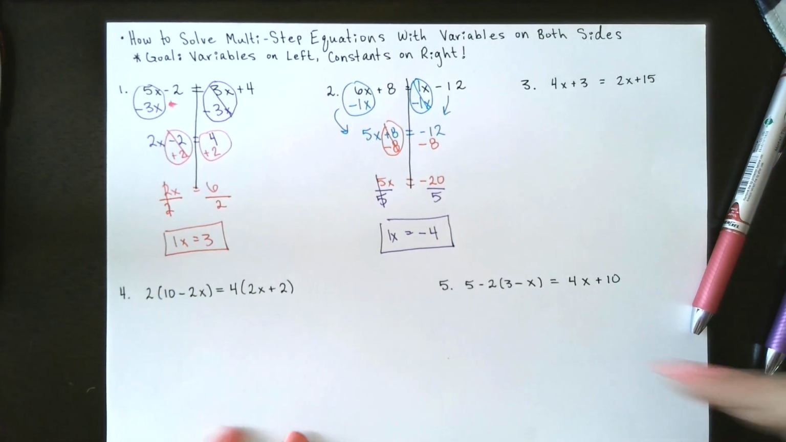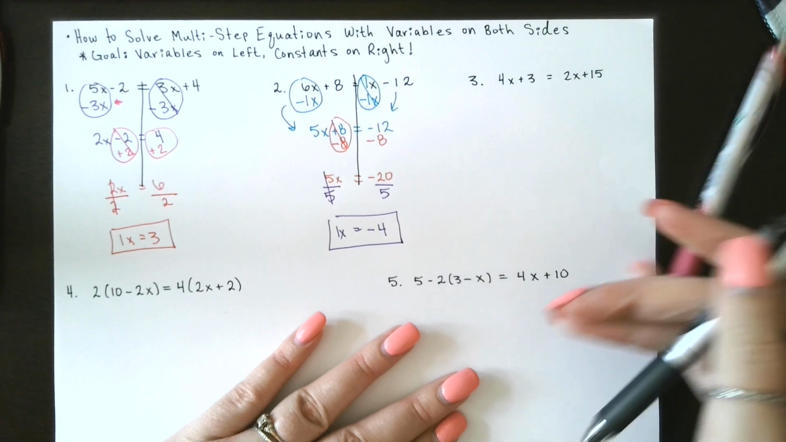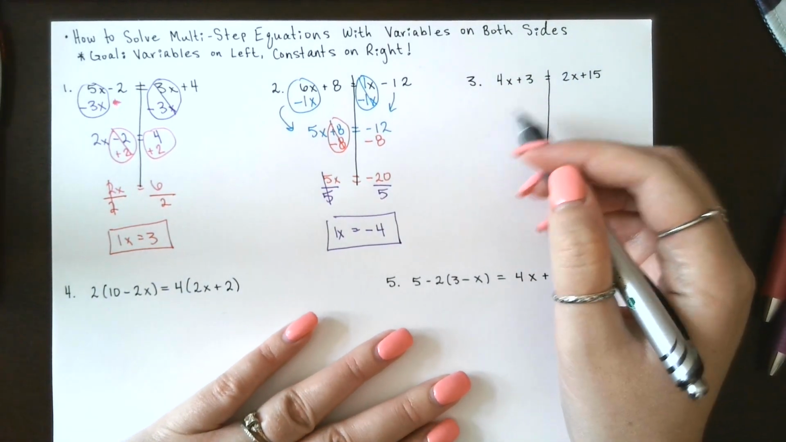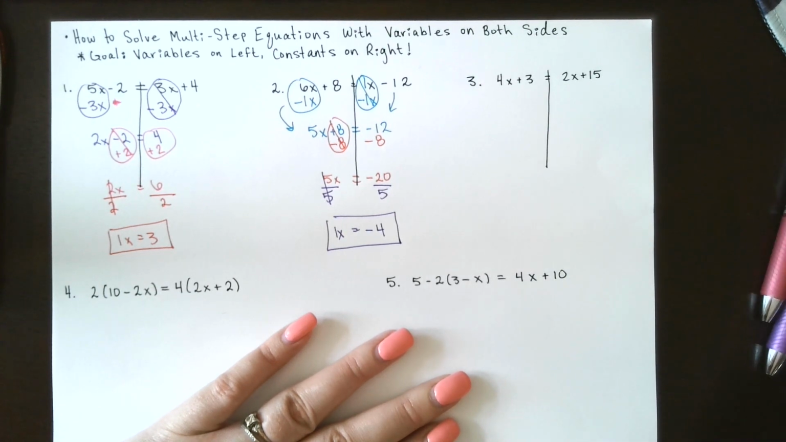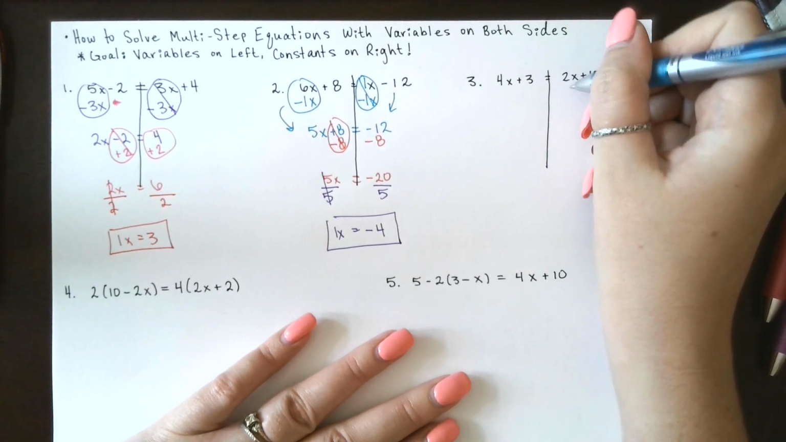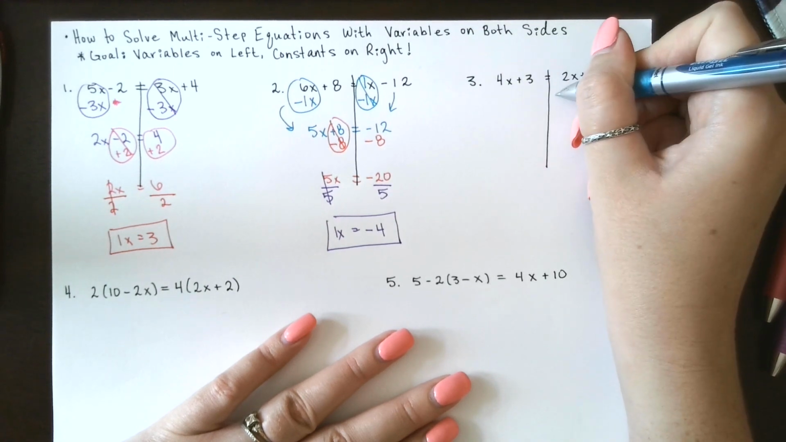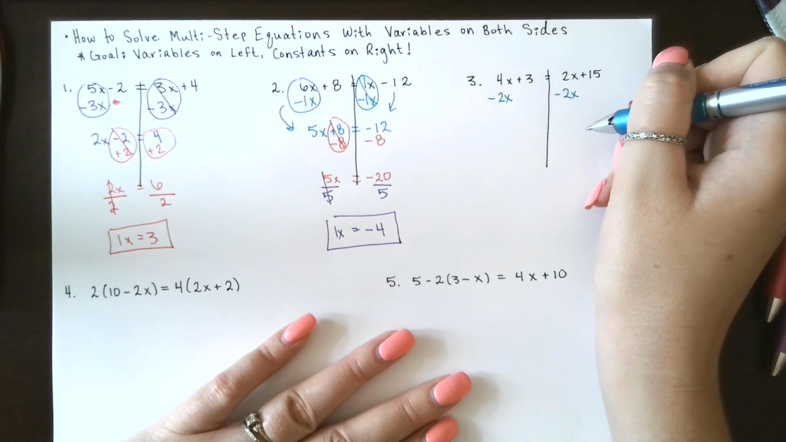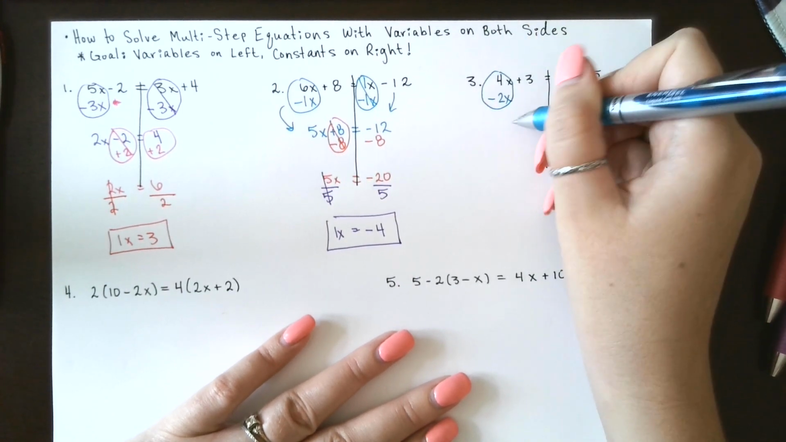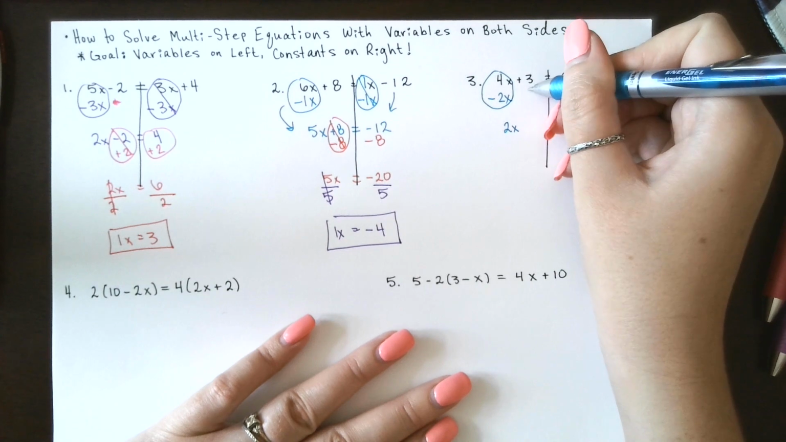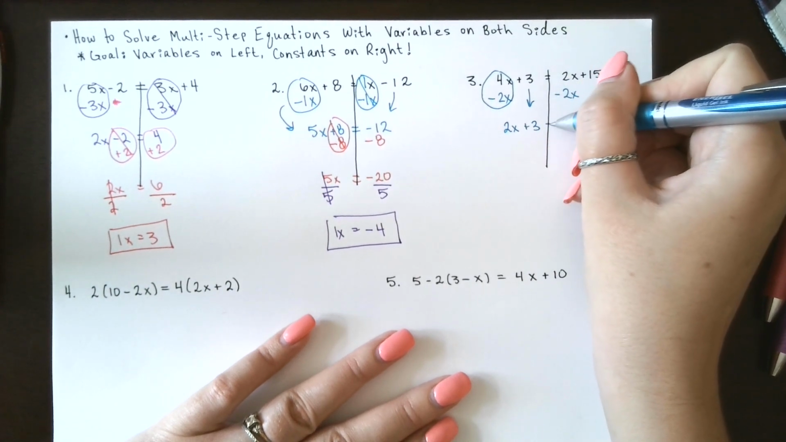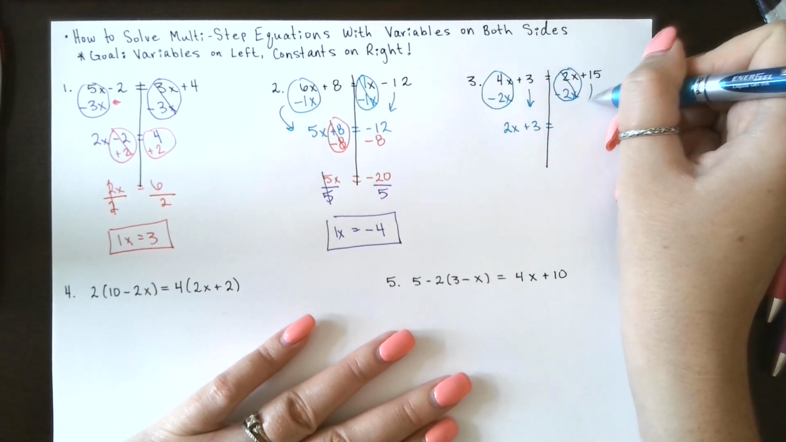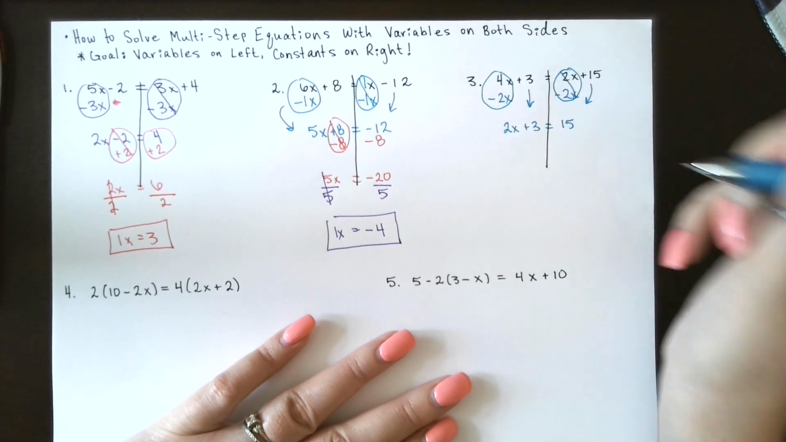I'm going to do that same step for number 3. Drawing my line. I want x's on the left, variables on the left, and constants on the right. I notice right away that my variable that needs to be moved is my 2x. Doing the opposite, I subtract 2x from both sides. 4x take away 2x will give me 2x, and then I'm going to bring down the 3. 2x minus 2x cancels, and now I bring down my 15.